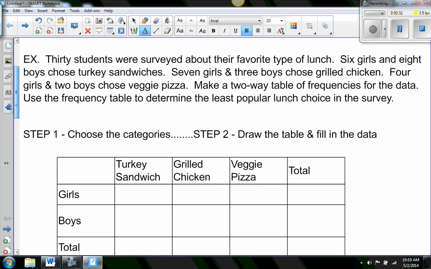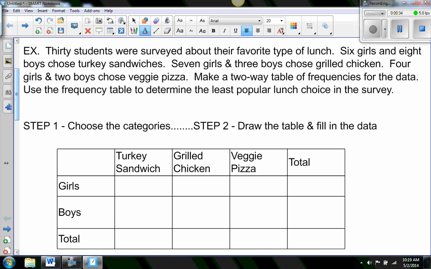So for example, I have 30 students that were surveyed about their favorite type of lunch. 6 girls and 8 boys chose turkey sandwiches. 7 girls and 3 boys chose grilled chicken. 4 girls and 2 boys chose veggie pizza. Make a two-way table of frequencies for the data. Use the frequency table to determine the least popular lunch choice in the survey.